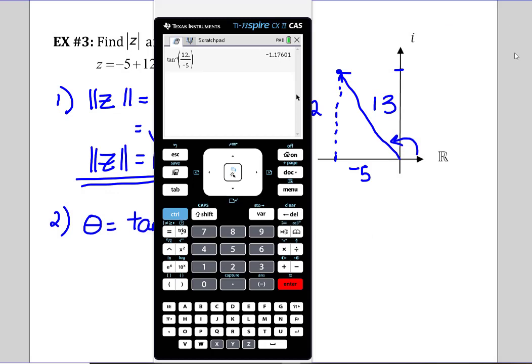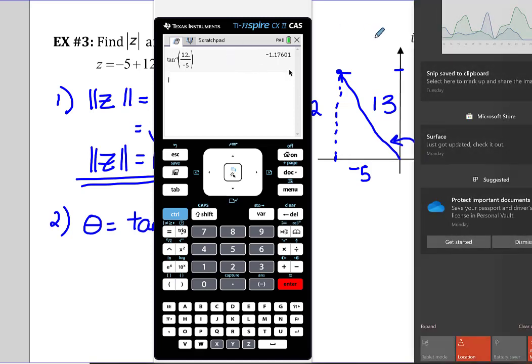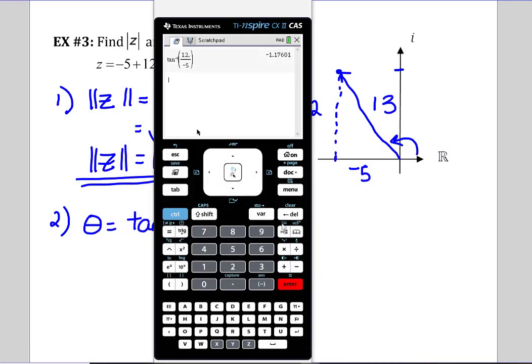So using our calculator, the inverse tangent of 12 over -5 is -1.17 radians. And we want to convert that by multiplying by 180 and dividing by pi. So we have -67.38 degrees. Now here's that first case of that.